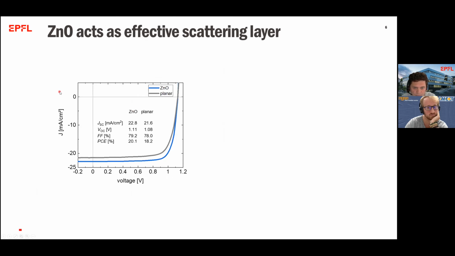The devices, in comparison to the planar ones that we did here, these are the best in class, had very similar open circuit voltages and fill factors. The main difference between the two, which is then also reflected in the efficiency, and an efficiency gain of above 1%, is that the current is increasing.